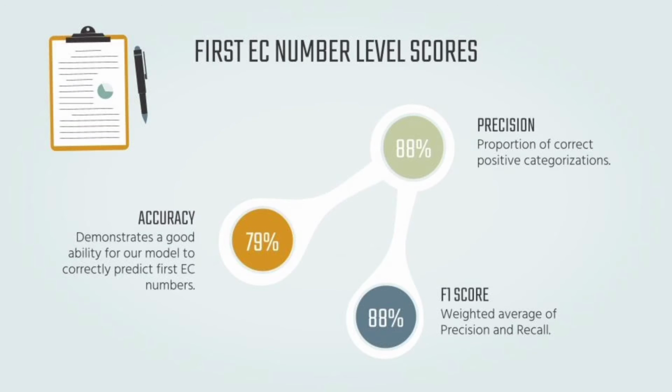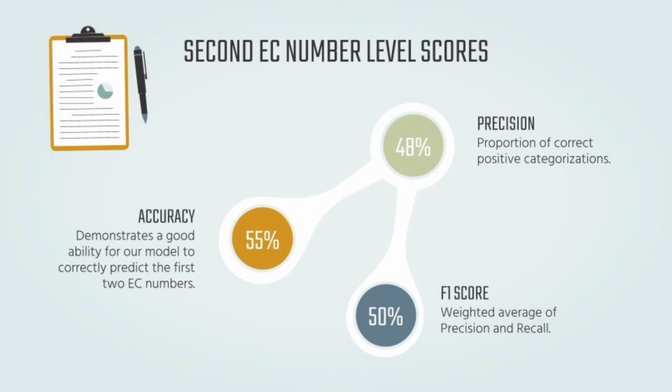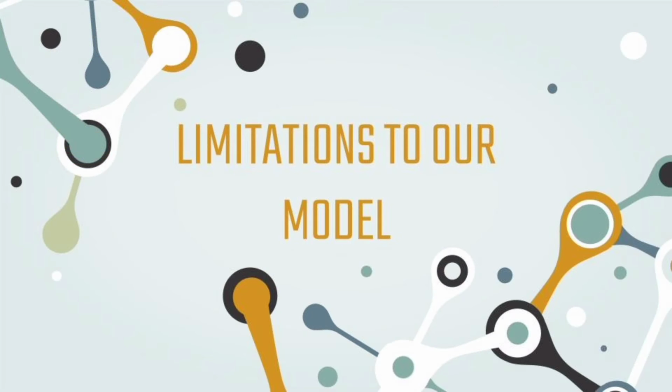For the first EC number level scores, we have an accuracy of 79%, a precision of 88%, and an F1 score of 88%. For the second EC number level scores, we have an accuracy of 55%, a precision of 48%, and an F1 score of 50%. Given our evaluation of the performance, we can see that there are certain limitations to our model.